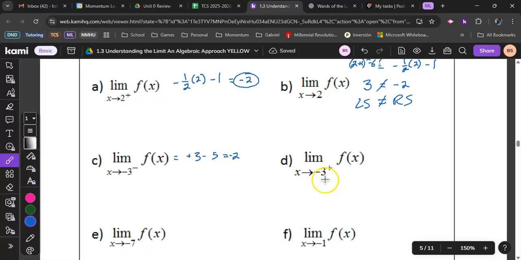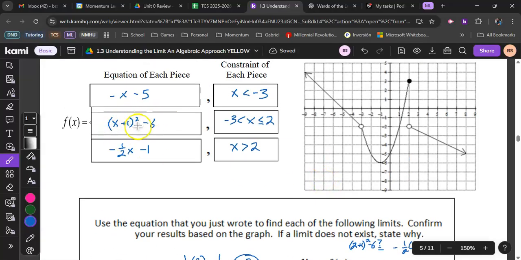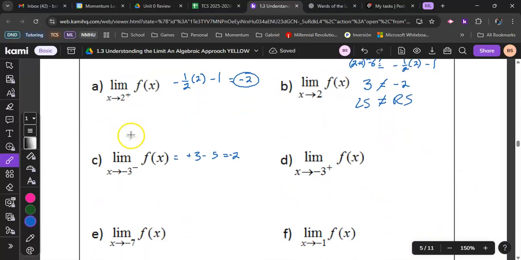Now let's do it from the right, which means I need to use this one, right? Because this is where x is a little bit bigger than -3. So I'm going to use the function that was x plus 1? Minus 1? What was the function again? Plus 1 squared minus 6. There we go. Thank you. All right, negative 3 plus 1 is negative 2. Negative 2 squared is 4. Minus 6 is negative 2.